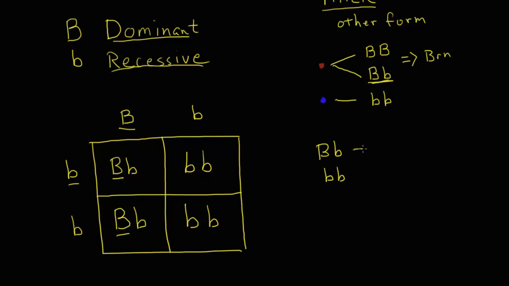So in this example, the offspring has a possibility of having this combination or this combination. If it was this combination, then the offspring would have brown eyes. And if it was this combination, the offspring will have blue eyes.